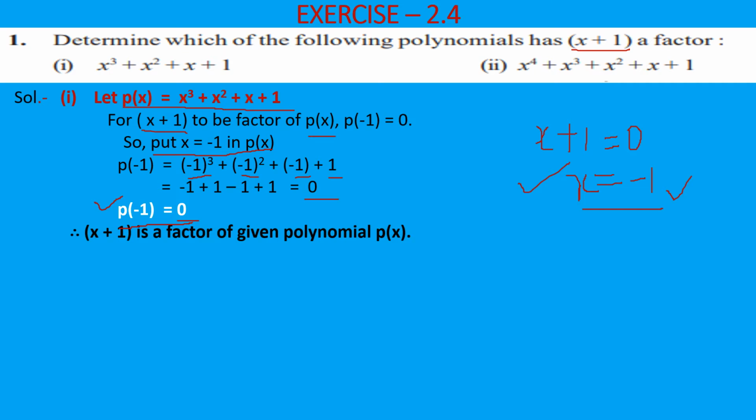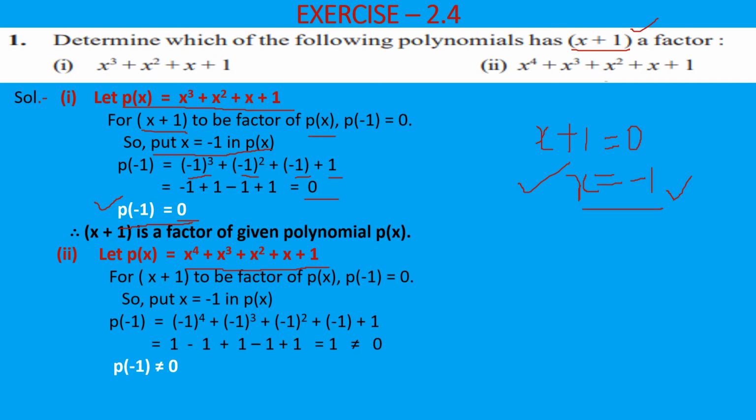Now in the same way we will do the second part. Now the second part, p(x) equals x raised to power 4 plus x cube plus x square plus x plus 1. Now for this polynomial also, we have to find out whether x plus 1 is a factor of this p(x) or not. So again we will find the 0 of x plus 1. It is the same, minus 1.